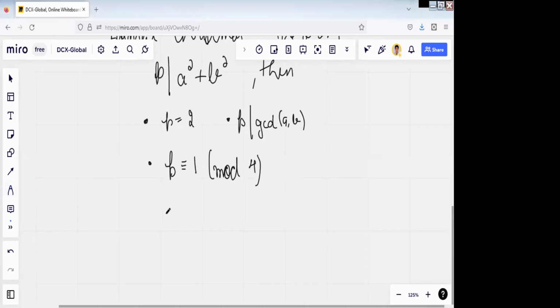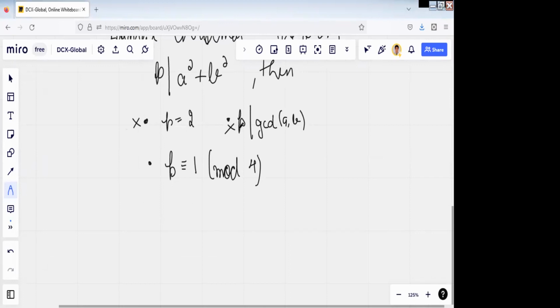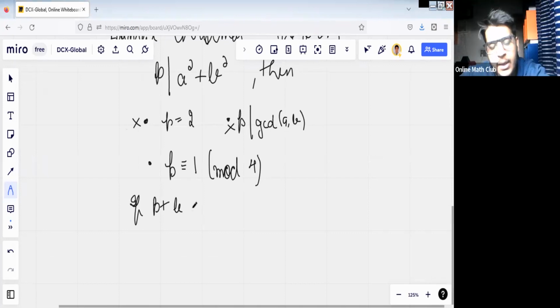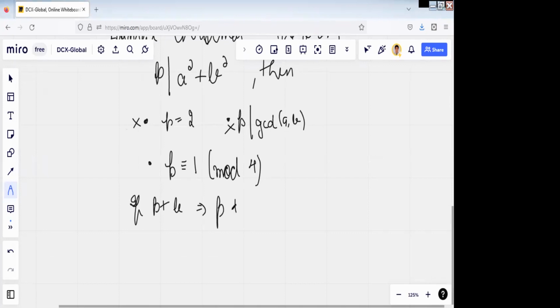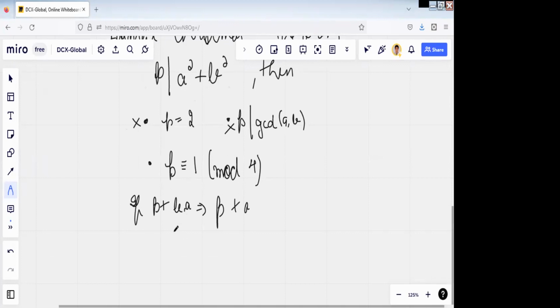Yeah. So if we assume the first two are not true, let's say p is not 2 and p does not divide the gcd, these two cases are obvious, so just ignore these two. So if p does not divide b, then we consider a times b inverse, the whole square. p cannot also divide a, because if p does not divide b and it divides a, then it never divides a square plus b square. So p does not divide a comma b both. And so then we can say that a b inverse the whole square is minus 1.